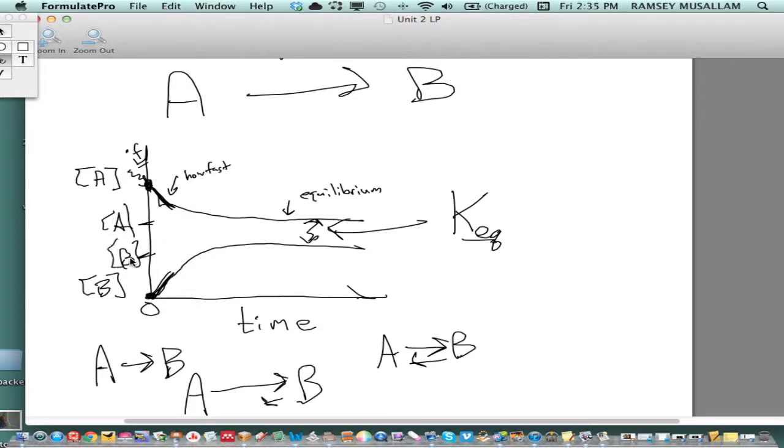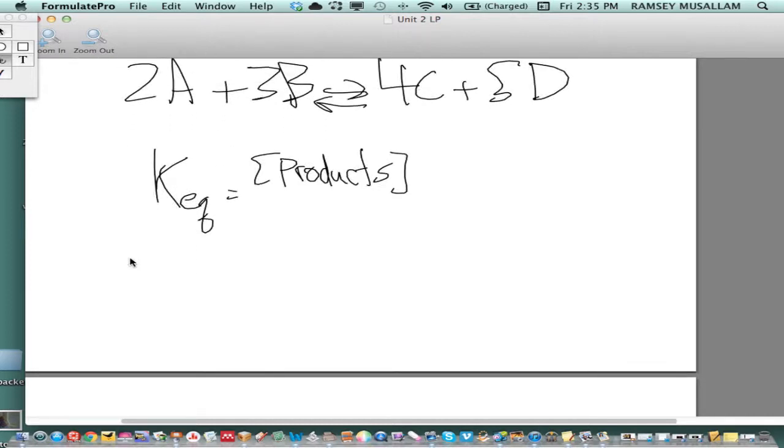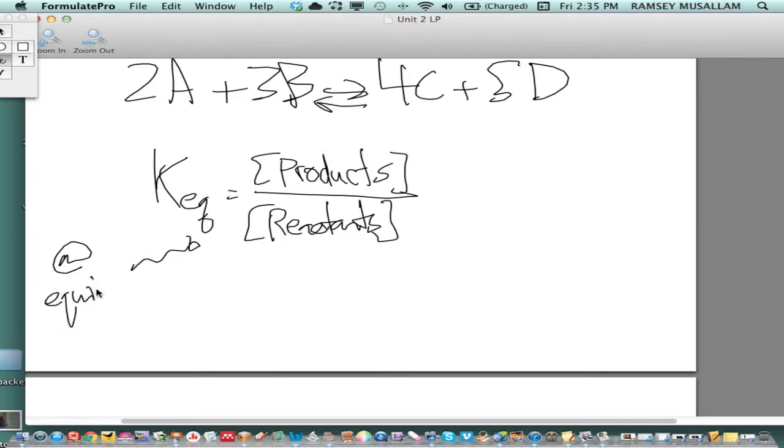So it can be A minus B, it can be A times B, it can be B over A, it can be A over B, it can be anything we want to get one number, but we got to do the same thing for all equilibrium, okay? So we can compare reactions. So what they chose was to take products at equilibrium and divide it by reactants. This is at equilibrium, though.